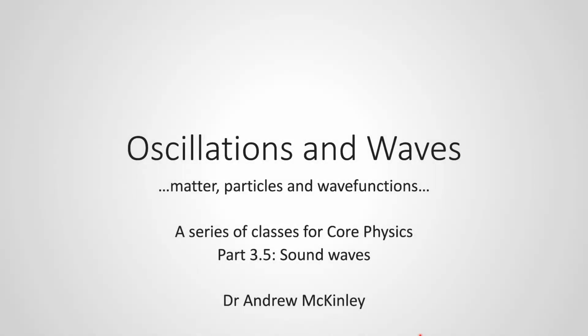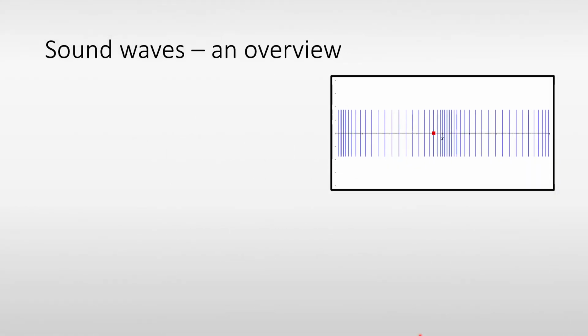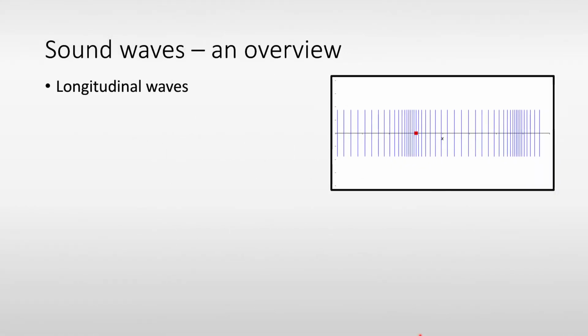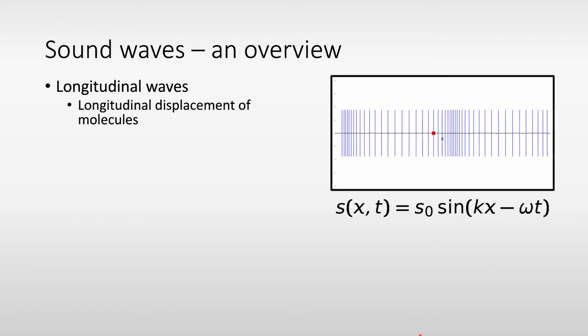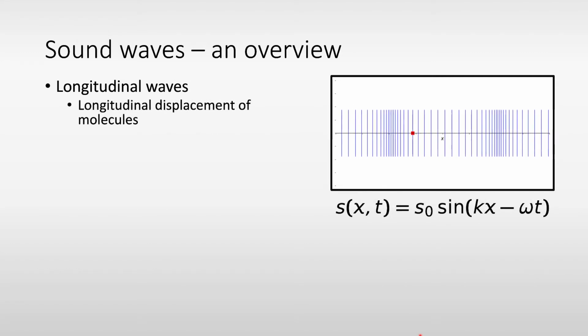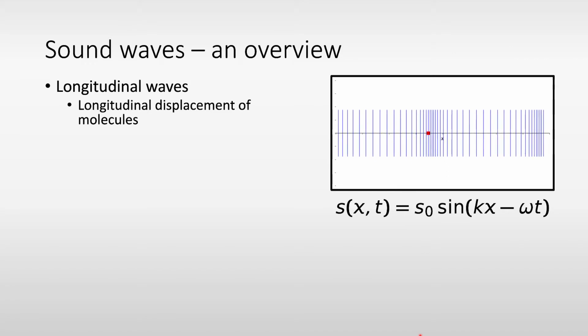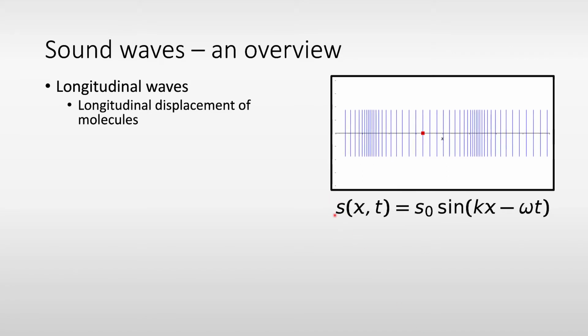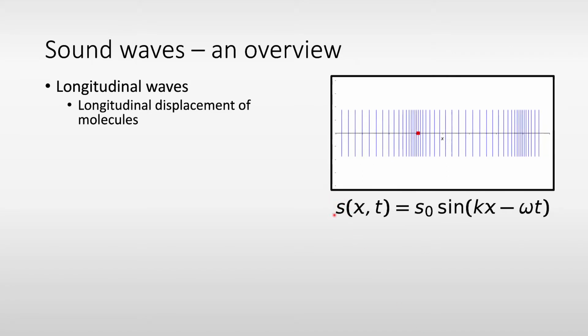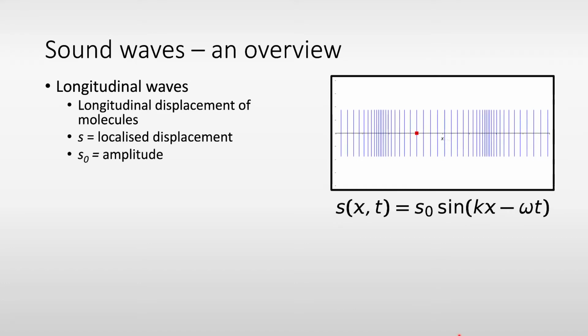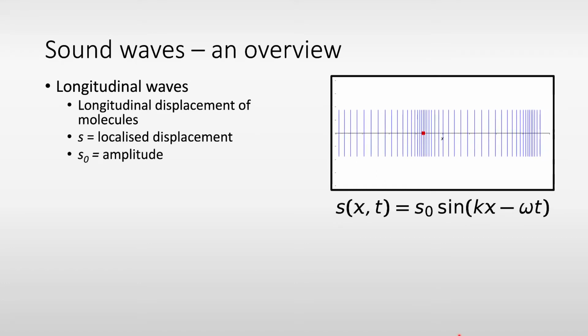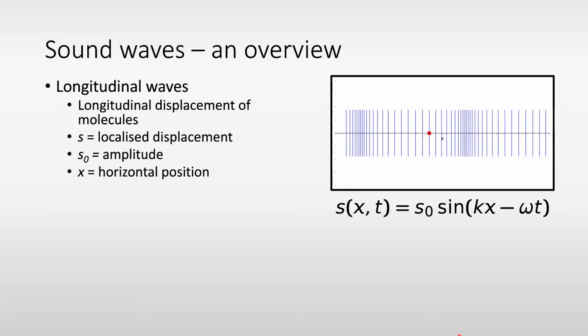We're now going to move on from talking about waves on strings to looking at sound waves, so longitudinal waves passing through air. As a quick overview, we've said already these are longitudinal waves resulting in a longitudinal displacement of molecules. In this case, rather than talking about x and y, we're now talking about s as being the localized displacement in the x direction.